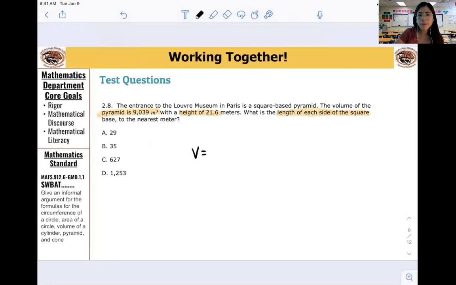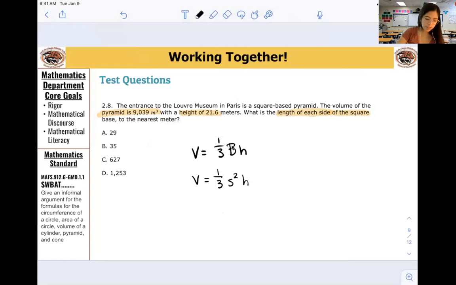Volume of a pyramid, anyone? Going once? 1/3? 1/3 what? 1/3 base times height, yeah. But what's the base of this pyramid? It's a square. So what's the base area of a square? S squared.